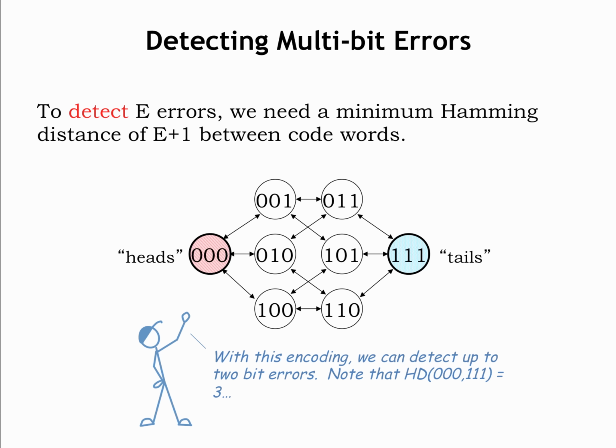Basically, our error detection scheme relies on choosing code words far enough apart, as measured by Hamming distance, so that e errors can't corrupt one valid code word so that it looks like another valid code word.